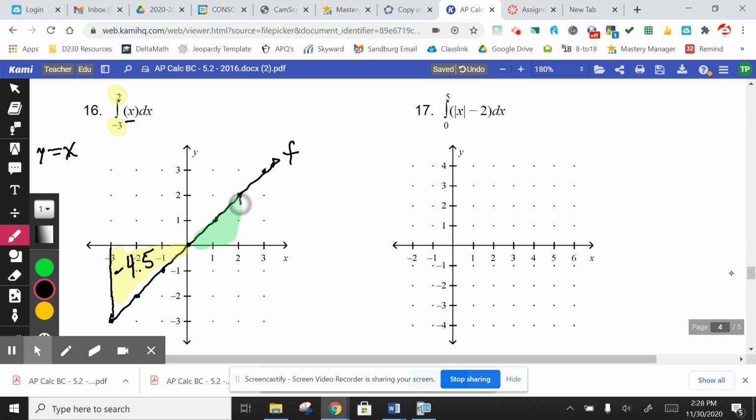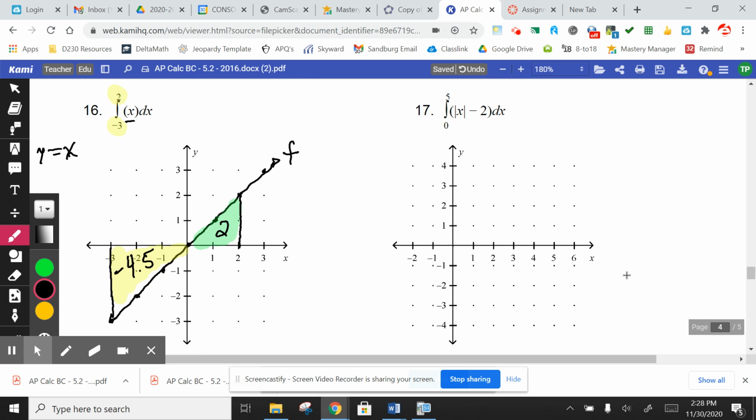We need to continue on to 2 because that's our upper limit. That's also a triangle. We have a base of 2 in this triangle, a height of 2 in this triangle, so that's 4. And then we would want half of 4, which is 2. Since it's above the x-axis, it takes on a positive value.